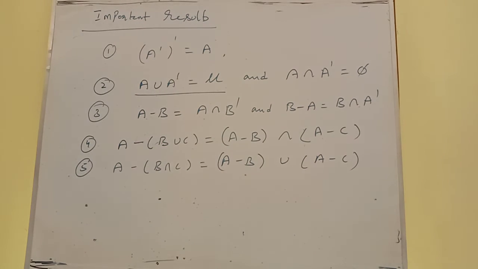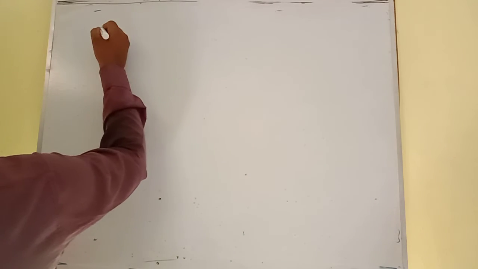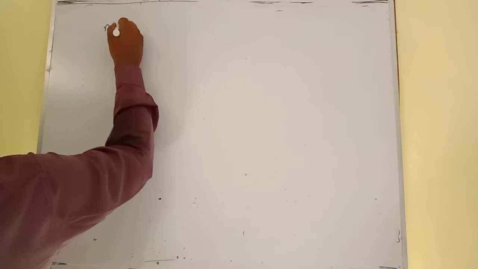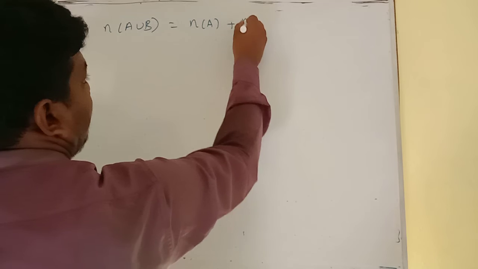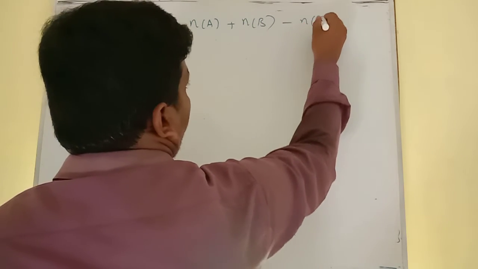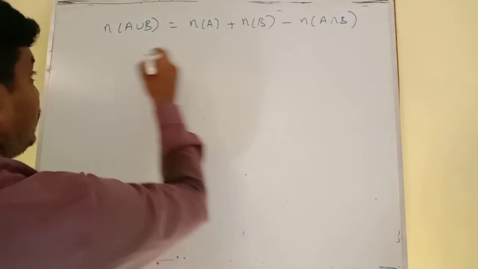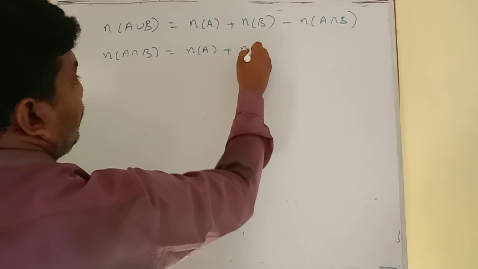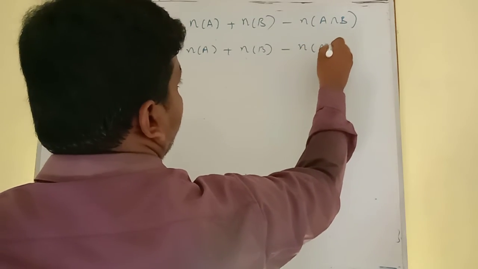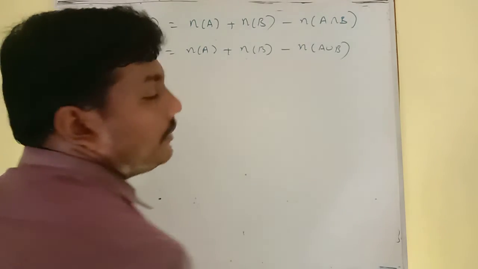Now some results based on cardinal number. We have to consider some results for cardinal numbers. These are the cardinal number results. n of A union B is equal to n of A plus n of B minus n of A intersection B. This is a very important formula. Like that, n of A intersection B is equal to n of A plus n of B minus n of A union B. We already know the dual nature here: in the place of union, intersection, and in the place of intersection, union we can consider.